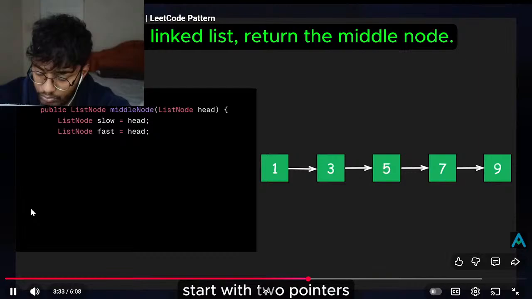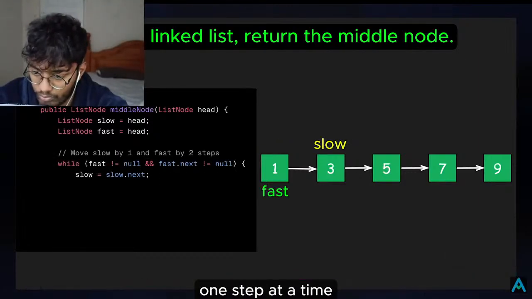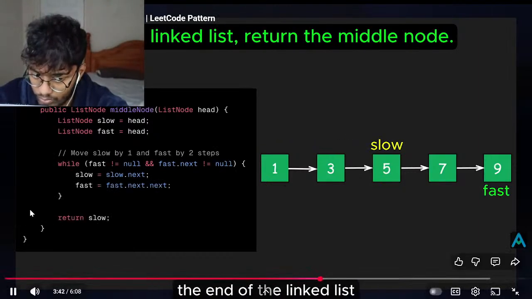Here is how it works. We start with 2 pointers, slow and fast, both at the head of the linked list. Move the slow pointer 1 step at a time and the fast pointer 2 steps at a time. When the fast pointer reaches the end of the linked list, the slow pointer will be at the middle node.